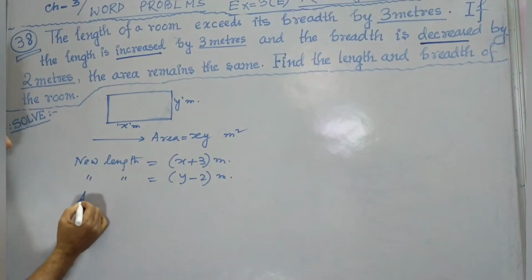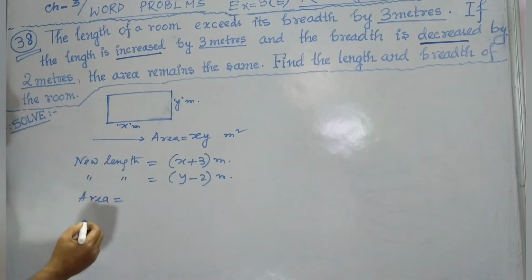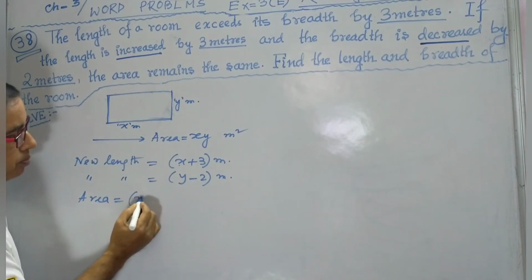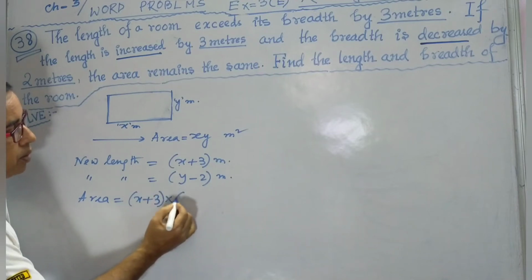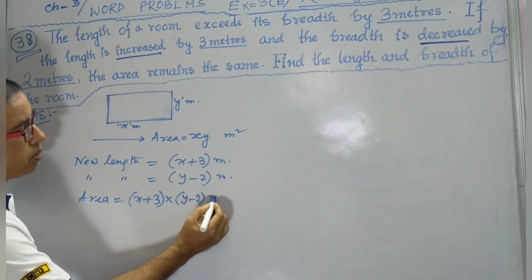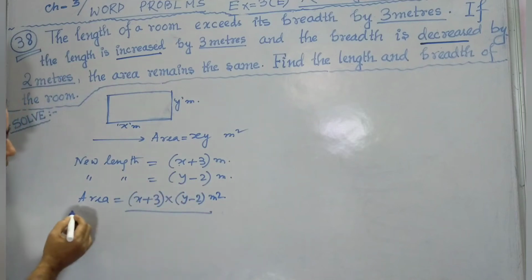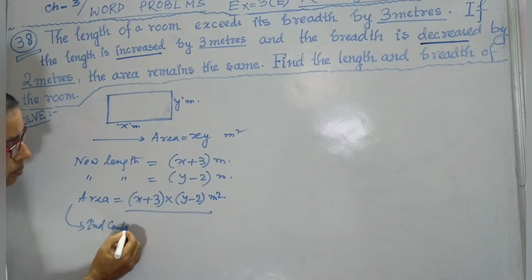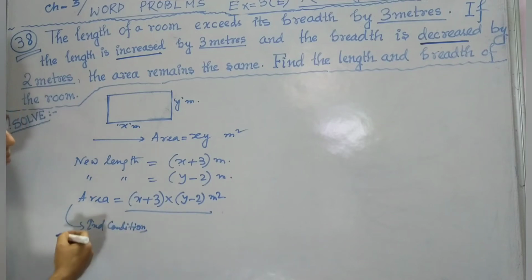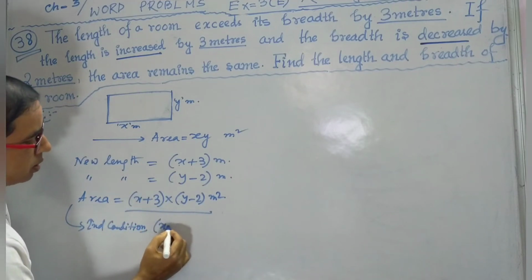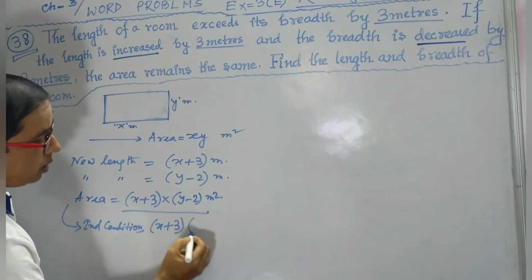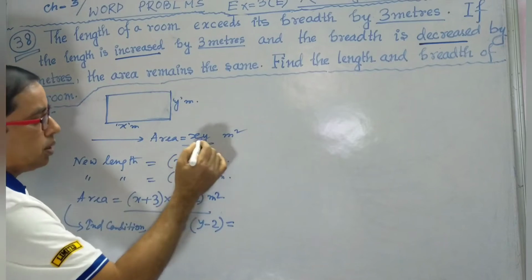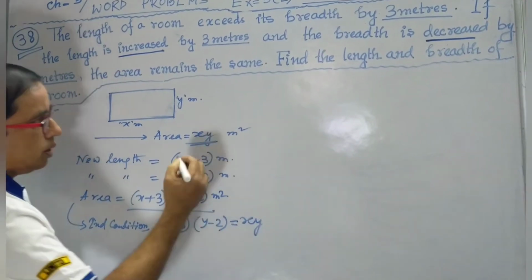Now what is the area? Now area is the length into breadth. Length into breadth means x plus 3 into y minus 2. This meter square is the area. So according to the second condition, this area, that means x plus 3 into y minus 2, is same as the previous area. Same as the previous area means xy.